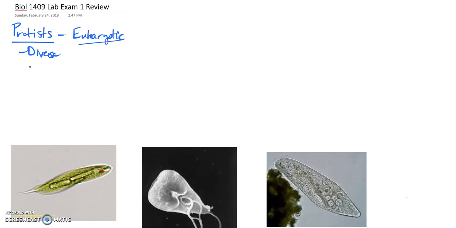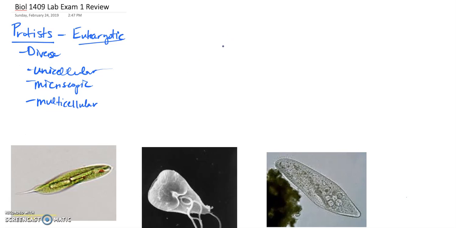Now, some of them are unicellular, okay? Some of them are microscopic unicellular organisms. Some of them are going to be multicellular. Okay, there's a great variety in the types of organisms that are going to fall in this kingdom.